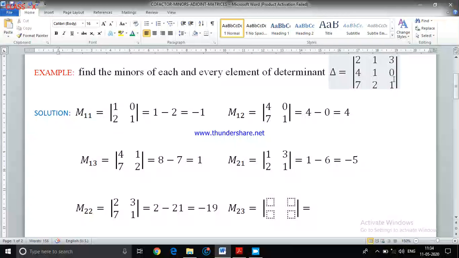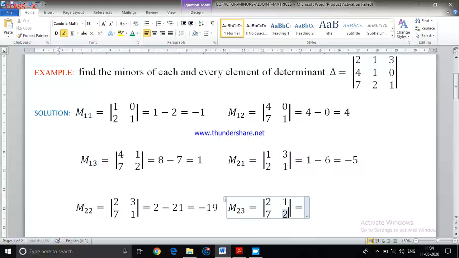Next one is A23, the minor of 0. How do you find the minor of 0? The position of 0 is second row and third column. So if I exclude the second row and the third column, what are the elements left? 2, 1, 7, 2. So what do you get? 2 2s are 4 minus 7 1s are 7, which will be equal to minus 3. 4 minus 7 is minus 3.